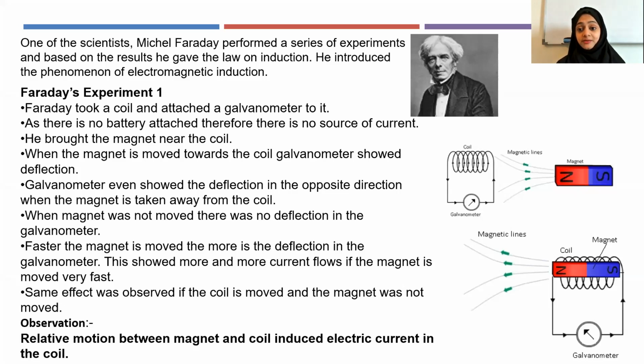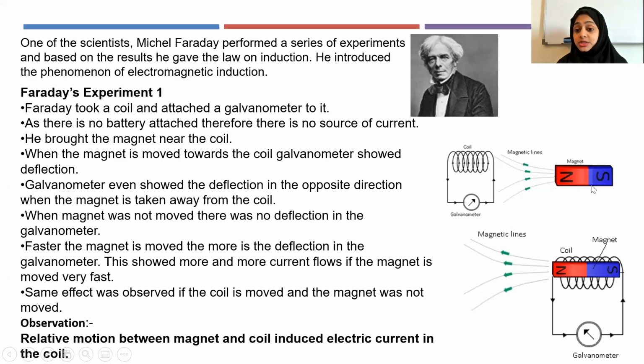You will see that the galvanometer deflects in the opposite direction continuously, which means there is a current produced which changes its direction continuously when you are moving the bar magnet into the coil and out of the coil. So when the magnet was not moving, there was no deflection in the galvanometer.